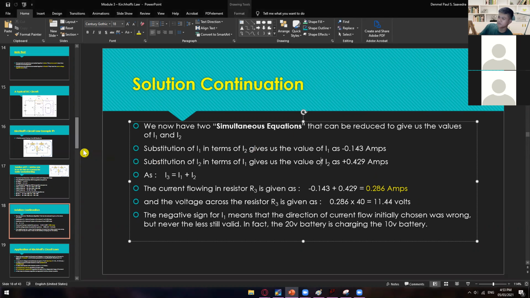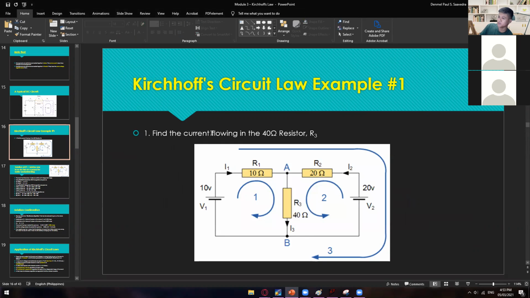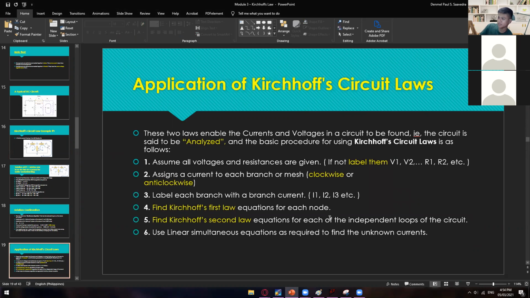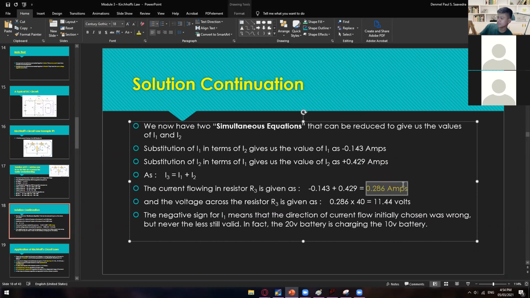Okay, then let me just show this one. The one that we're trying to solve here is the current flowing in the 40 ohm resistor R3. So the answer for number one is 0.286 amps. This is just a bonus. The voltage across R3 is 11.44 volts.